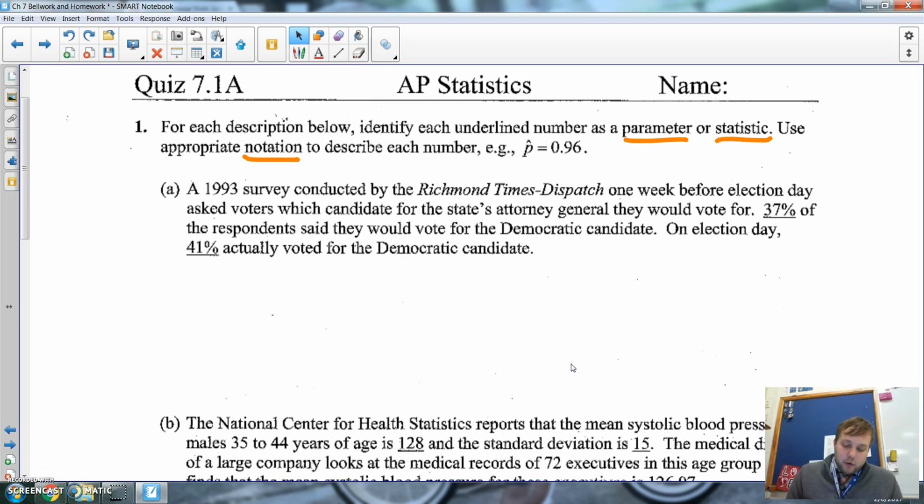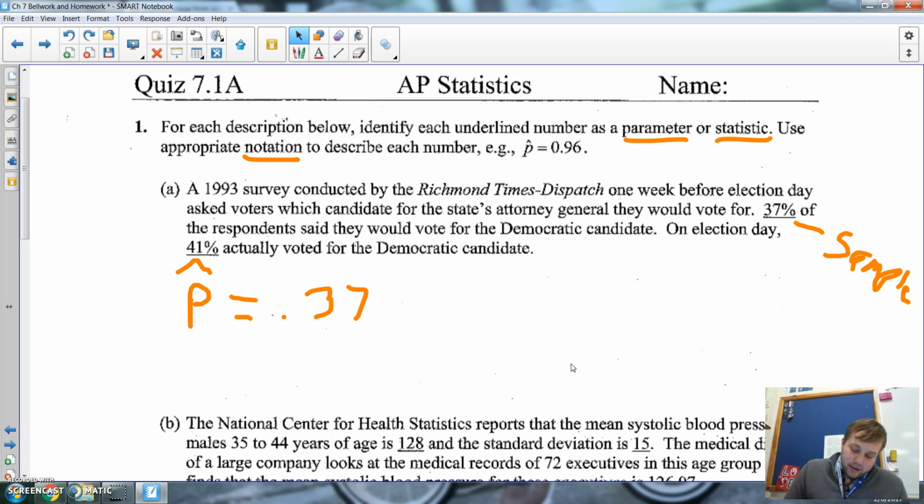37% of the respondents said they would vote for the Democratic candidate. So here it is, 37, that is of the respondents, so that is a sample. And so I'm going to say this is p hat, 0.37, and that is a statistic. That's a stat. And then on election day, 41% actually did vote. So the actual percentage is 0.41, and that is a parameter.